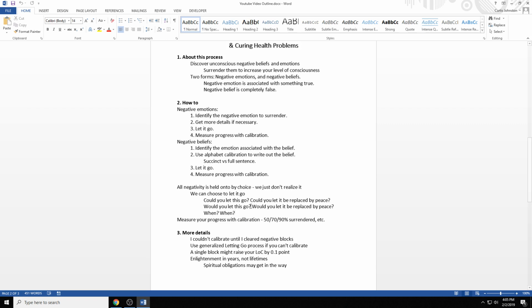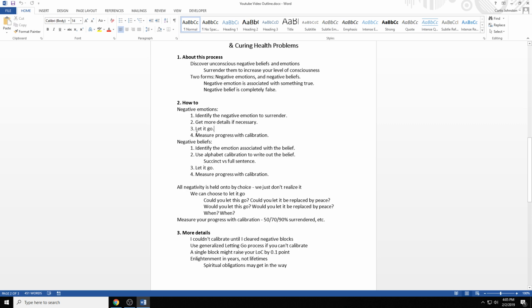And basically, once you know the negative emotion that you're surrendering, you just let go of the choice to feel it. And I made a note here, all negativity is held onto by choice. We just don't realize it. We can choose to let it go. So I identify a negative emotion within myself. Usually I don't need to know a lot of details about it. I just need to surrender the choice to feel that negative emotion, and then it will go away.